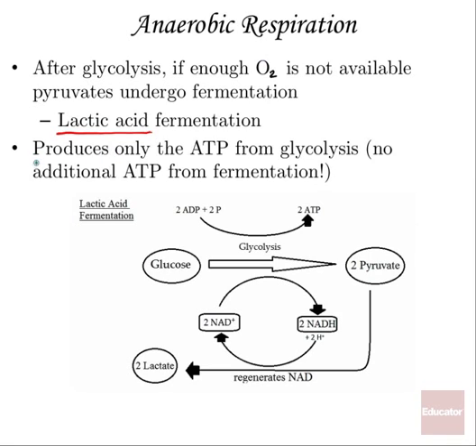So fermentation, specifically the lactic acid variety, produces only the ATP from glycolysis. No additional ATP happened from fermentation. That means that anaerobic respiration as a whole, the total amount of ATP is just a net gain of 2. There's no Krebs cycle. There's no oxidative phosphorylation, because there's no making of ATP during this fermentation process. So here's lactic acid fermentation, glucose initially. Glycolysis happens, you get the 2 pyruvates or pyruvic acids, and here's the real fermentation part.